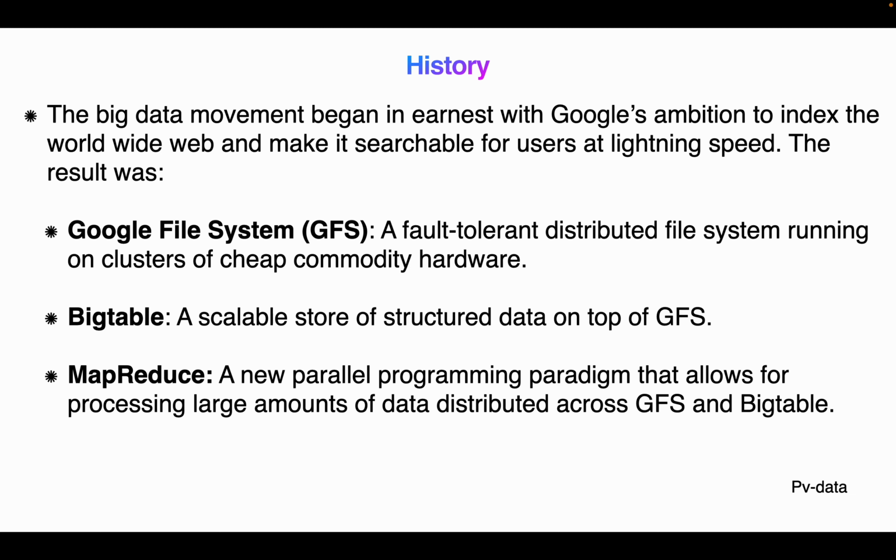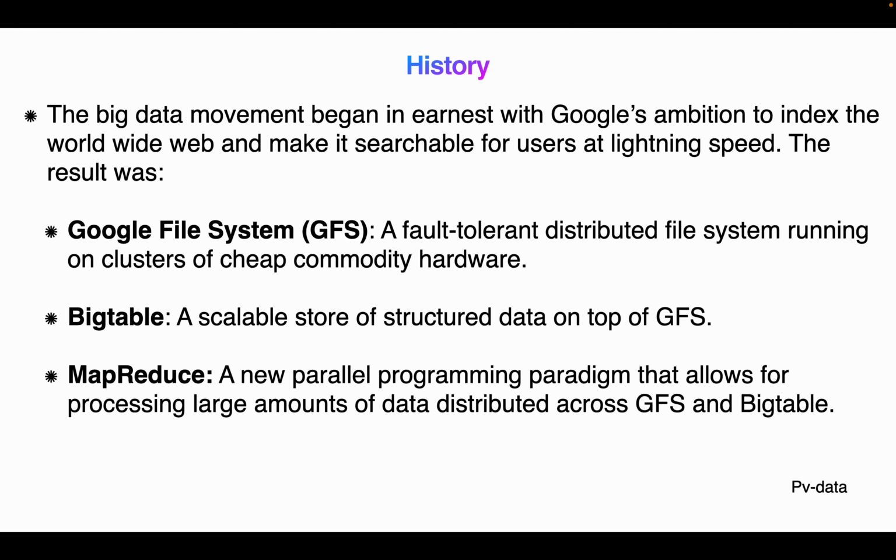So, what is the history behind Spark? We are going to learn here. The big data movement was born out of Google's ambition to index the World Wide Web and make it searchable for users at lightning speeds. The Google search engine uses index concepts, which increased the speed of the searching algorithm. Behind this there were three things: first the Google File System, second Bigtable, and then MapReduce.